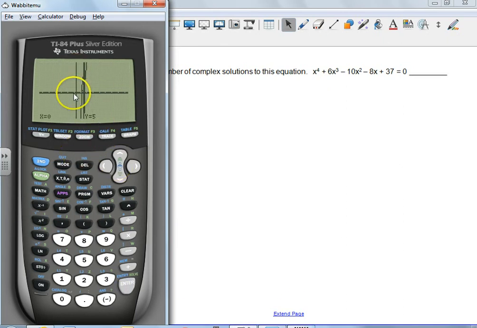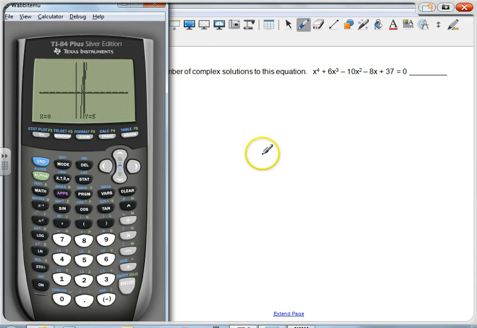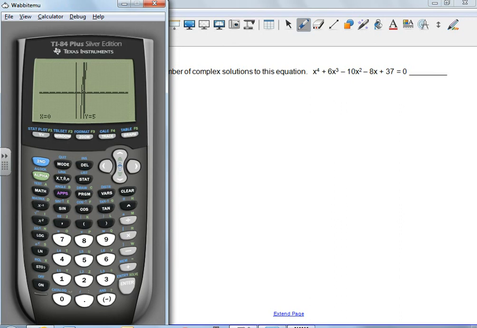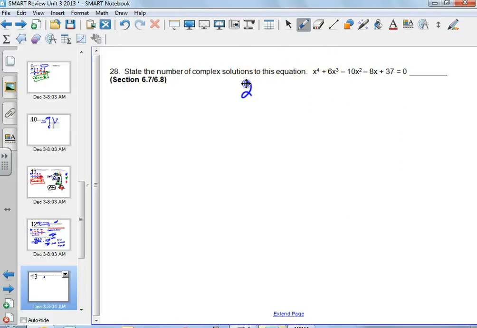And when I zoom out, I notice that this function crosses the x-axis twice. My polynomial was a quartic, a degree 4, which means it's supposed to have a total of 4 solutions. Well, if 2 are real, and I'm supposed to have 4 solutions, that must mean that 2 are imaginary, or else some people call them complex. So that's what my answer is. If I can't see the intersection of the x-axis, or at least a bounce off the x-axis, that means the rest of the solutions must be complex.